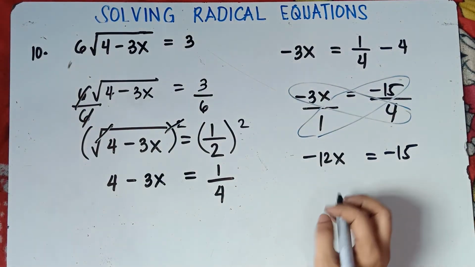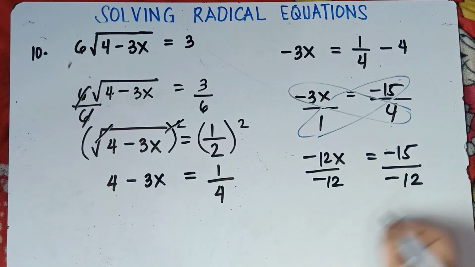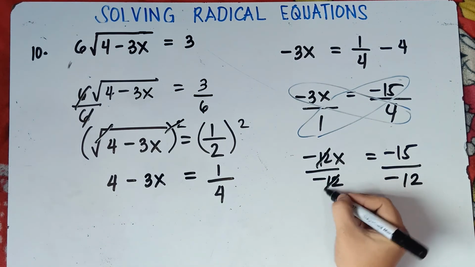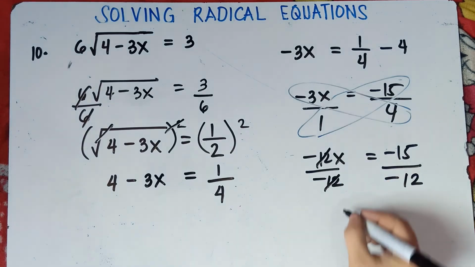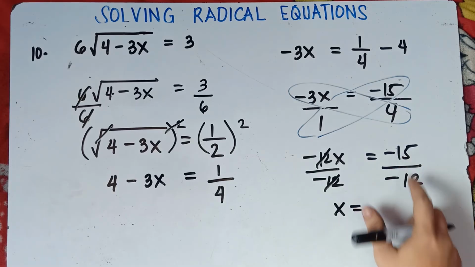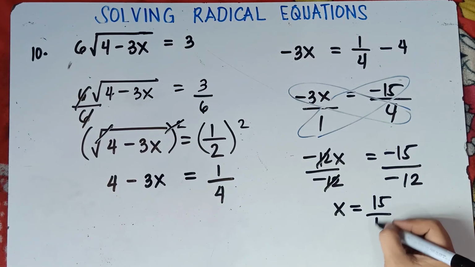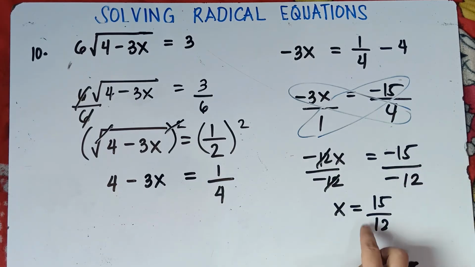Then, to get the value of x, you divide both sides by negative 12, so that the remaining equation, class, will be only x. So x equals negative 15 divided by negative 12. So this will be positive 15 over 12. Negative divided by negative is positive.